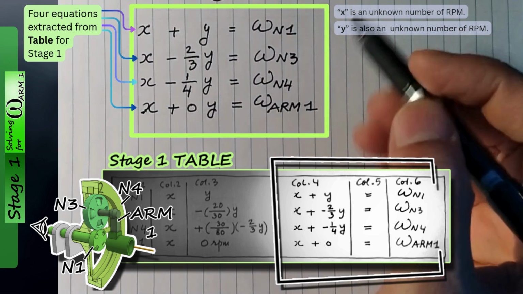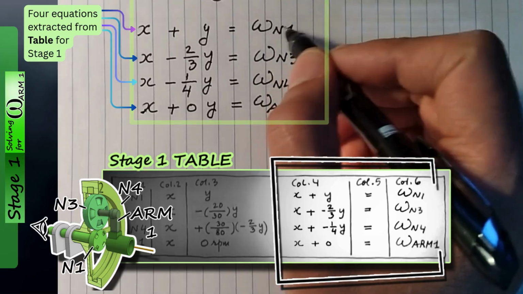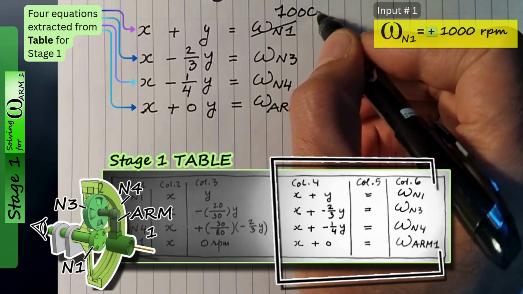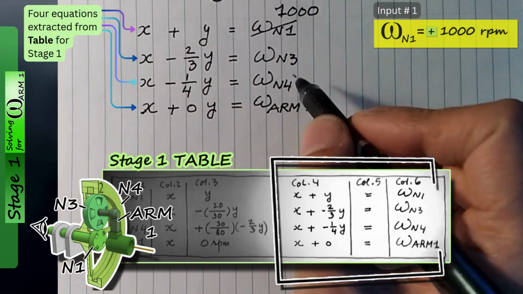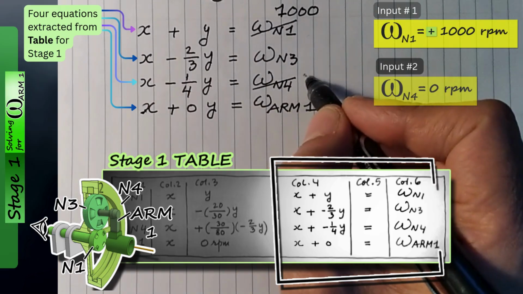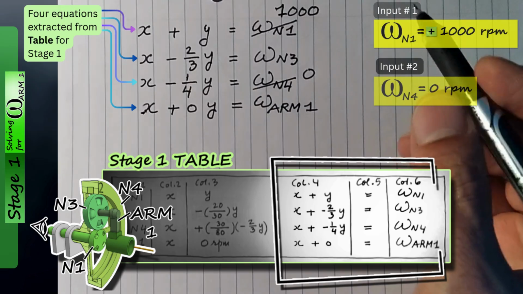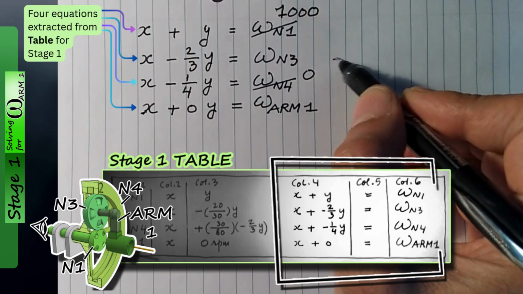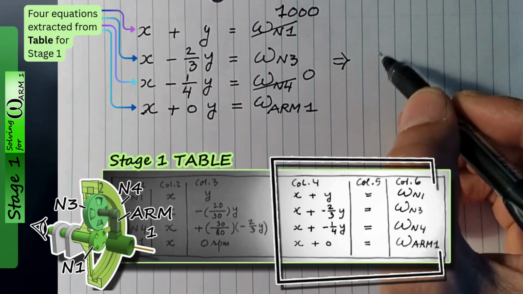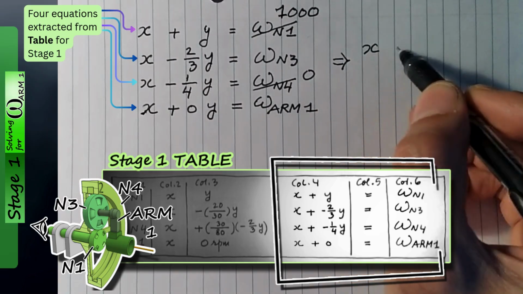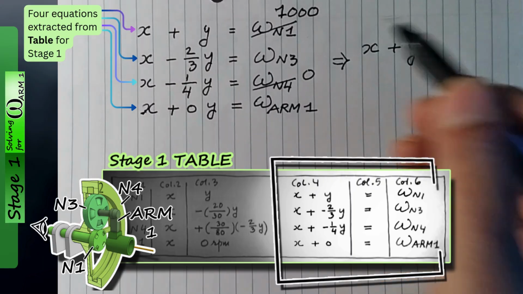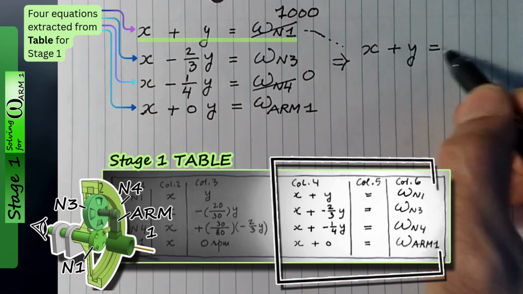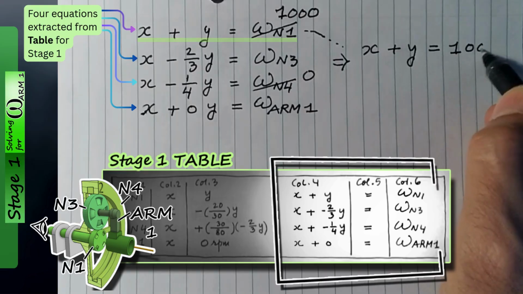We do that by noting that we already know what omega n1 is, so we replace that with 1000 RPM. And we also know that omega n4 is 0 RPM. When we do that, we get two equations with two unknowns. The first one is x plus y, this one, and that is equal to 1000.